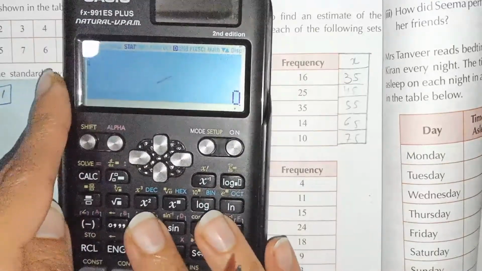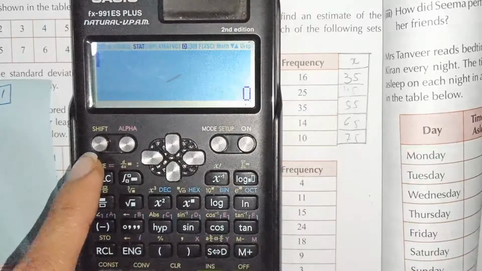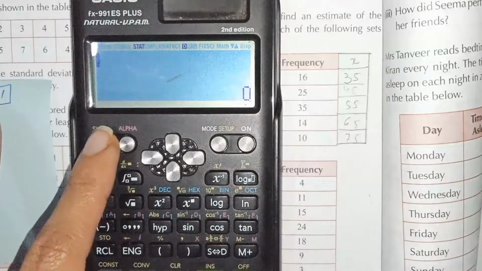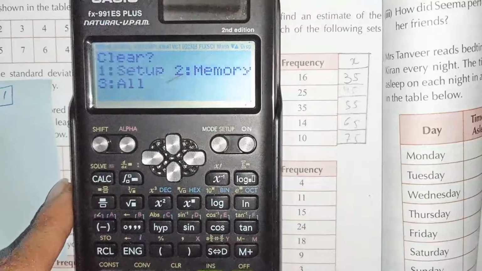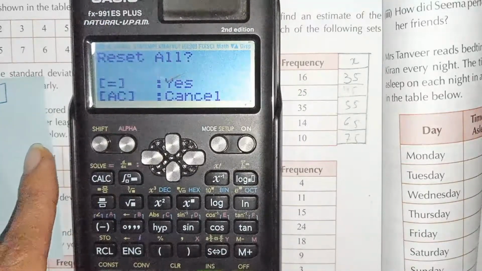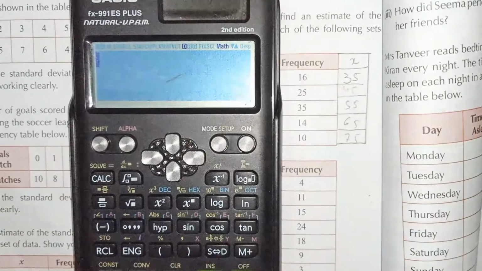Now what we have to do? First we have to clear the memory of our calculator. We do it by pressing shift 9, and 3 is equal to, and press the AC button. Now we have to go to the mode statistics.